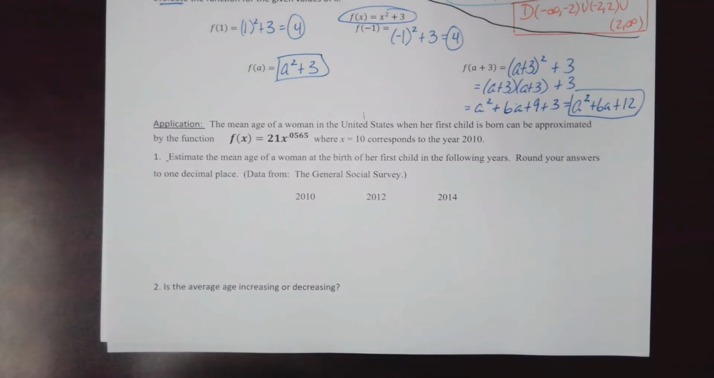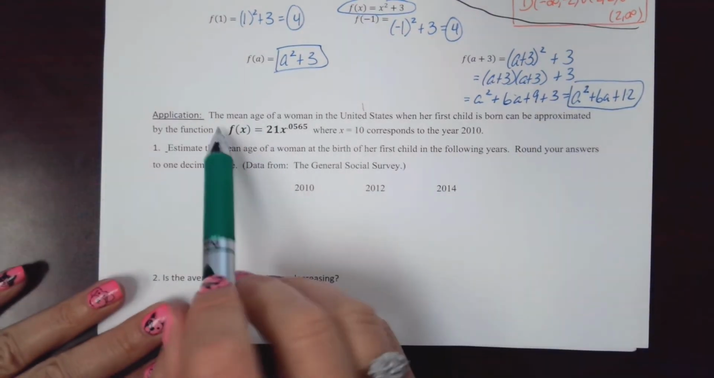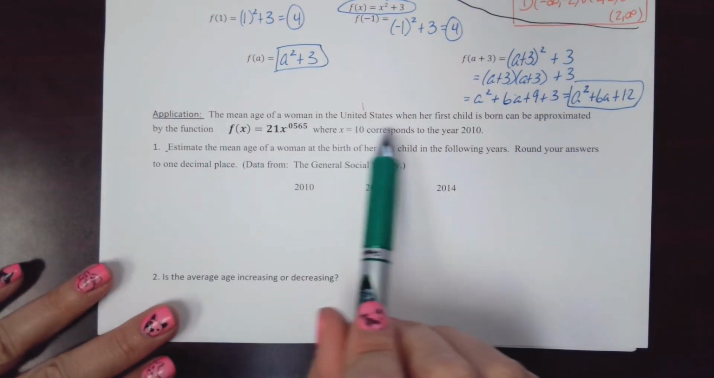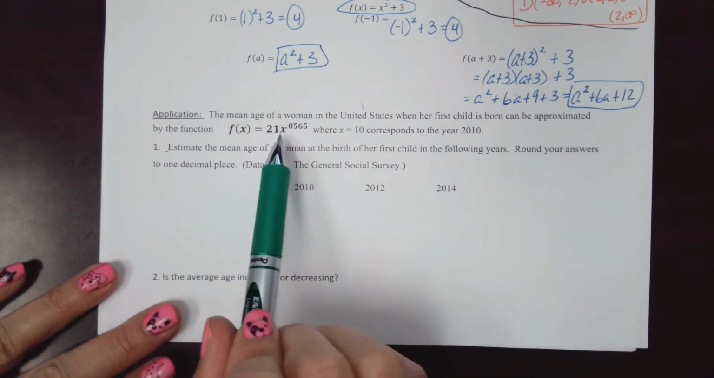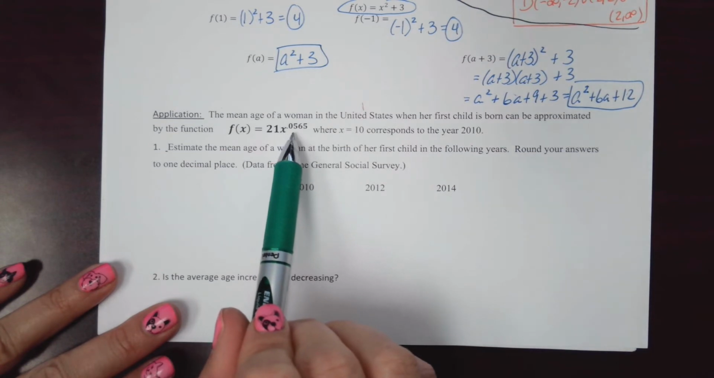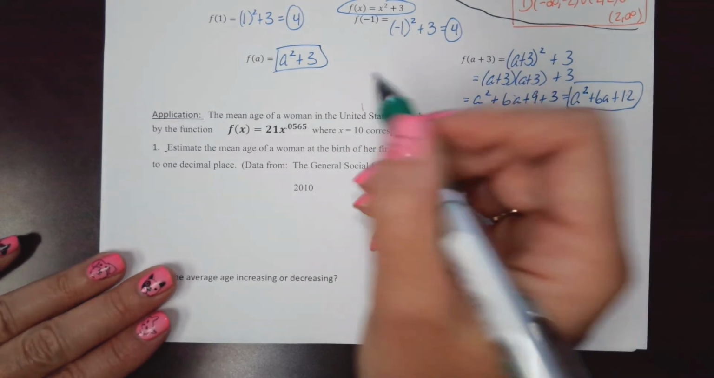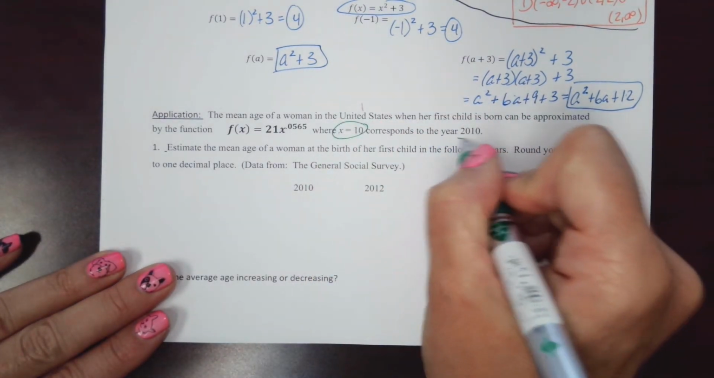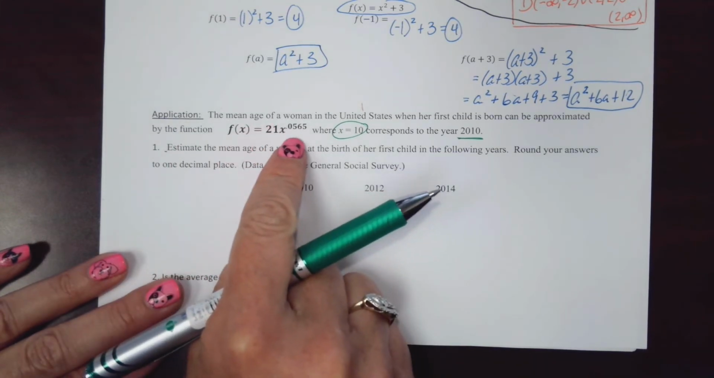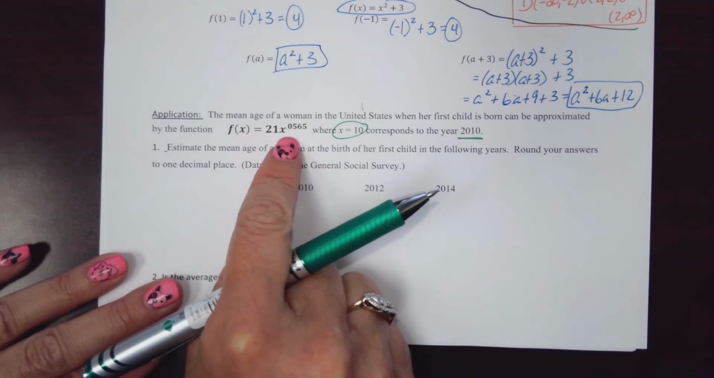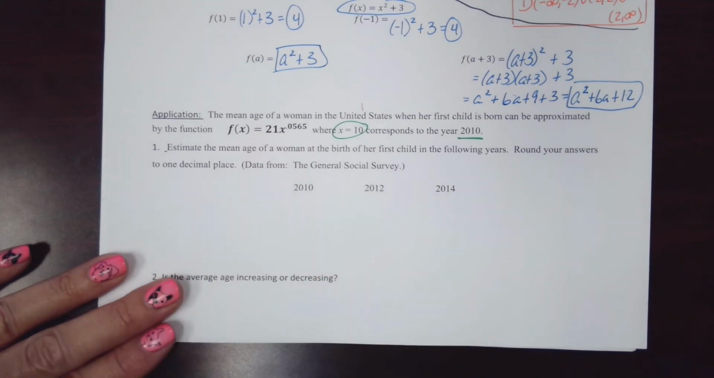Okay. Application problem. The mean or average age of a woman in the United States when her first child is born can be approximated by this given function, x to this exponent. That exponent is 0.0565, where x equals 10 corresponds to the year 2010. So if x equals 10, that would be for the age of the woman who, when she has her first baby in 2010. If I plugged in 0, that would represent the year 2000.